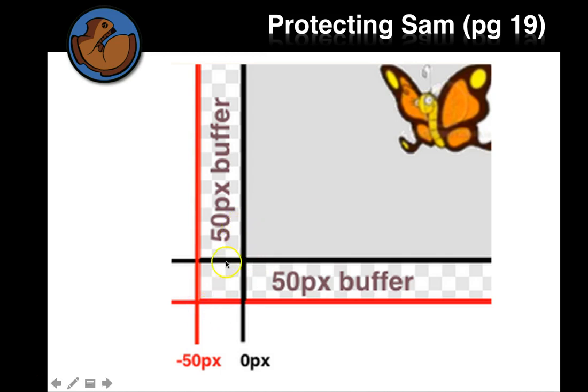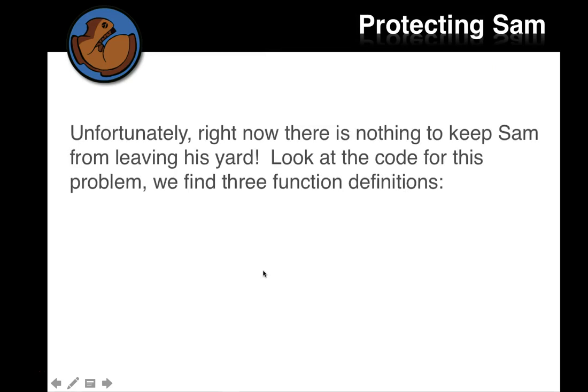As we saw over here, it was 50 pixels. And if we think about the right, it was safe up to 690, which is also 50 away from 640. So you can think of there being a safe buffer around the side, 50 pixels that were the safe parts for Sam. Right now there's nothing to keep Sam from leaving his yard.